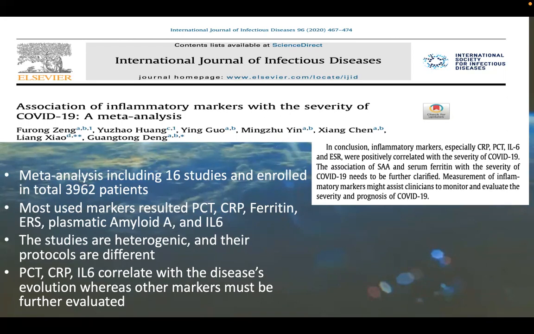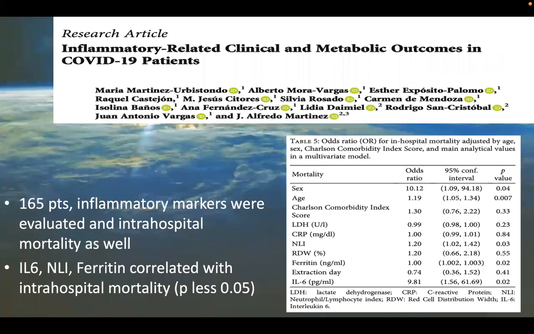So they followed the patients with these markers, but of course the protocols differed from center to center because it was an unknown disease. So it is not that they had a specific protocol to follow up. So they saw that the procalcitonin, the C-reactive protein, and interleukin 6 were more correlated with the evolution of the disease in comparison to the other inflammatory markers.